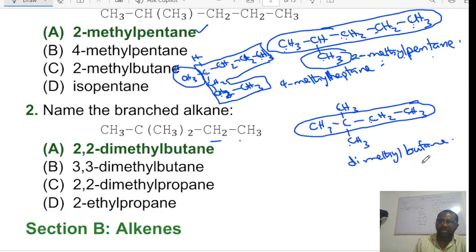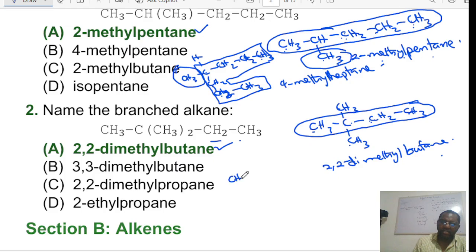Then I have to put the number for the substituent. I think counting from here is the easiest. So 1, 2, both of them are in position 2. So that's going to be 2,2-dimethylbutane. That's the answer to the question. So the answer is A. Now, but I want to note some more things here.